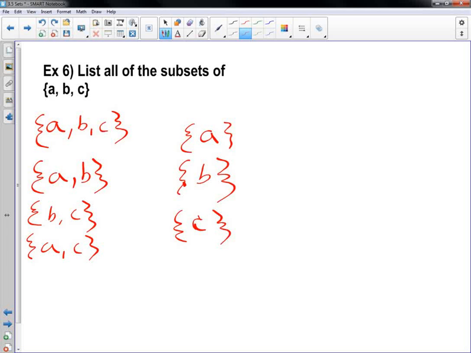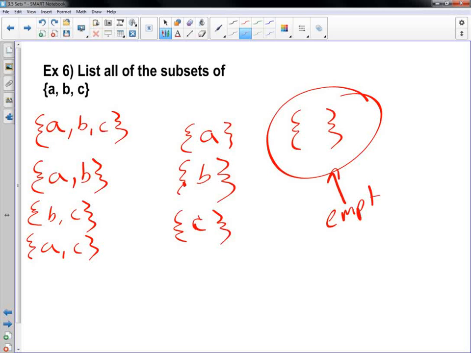Now, the last one we're going to do is one that looks like this. What's in this last set? Is there anything in there? We call that the empty set. And the empty set is always a subset of a set. Sometimes you might see that same empty set written as like a 0 with a line through it. And those two mean the same thing.